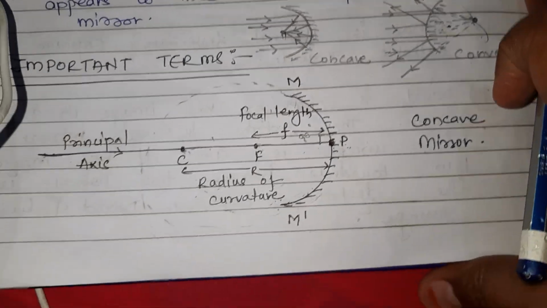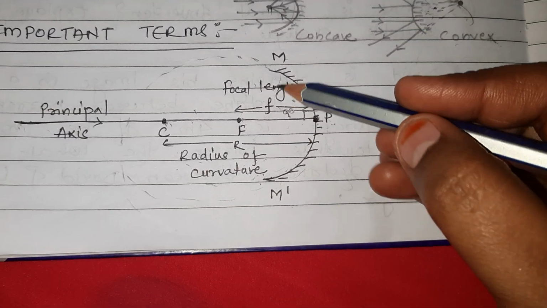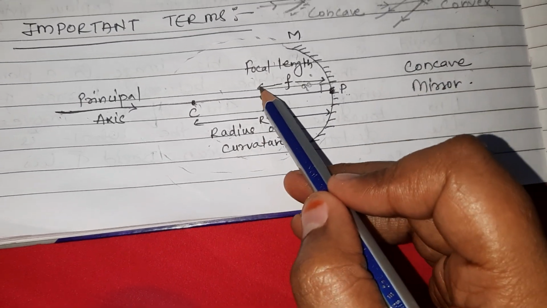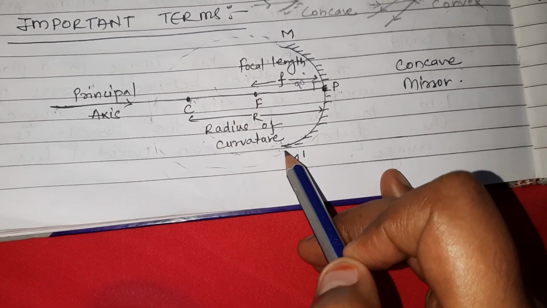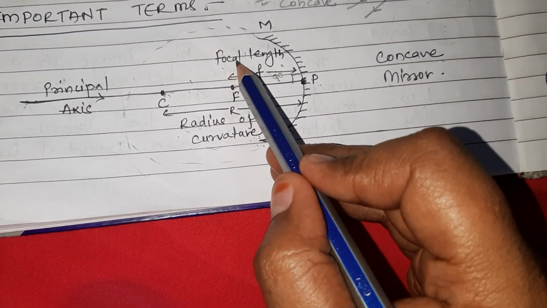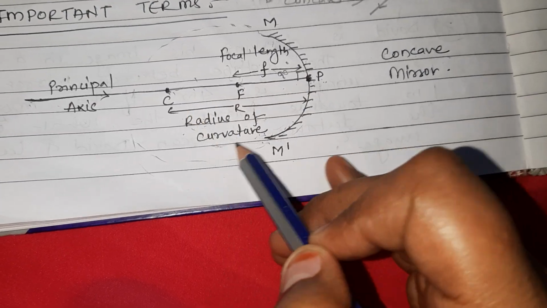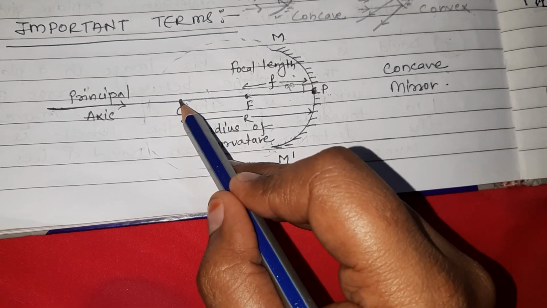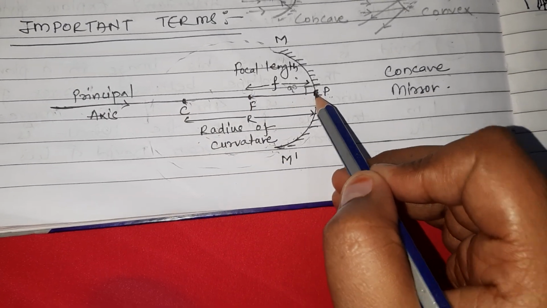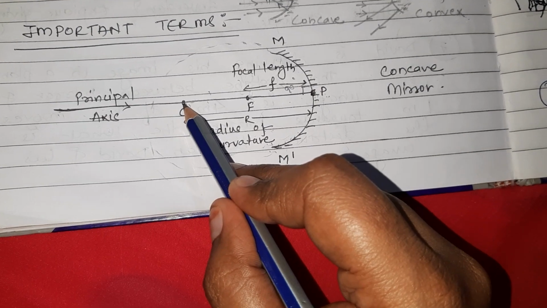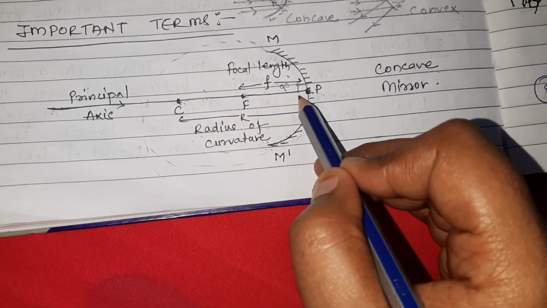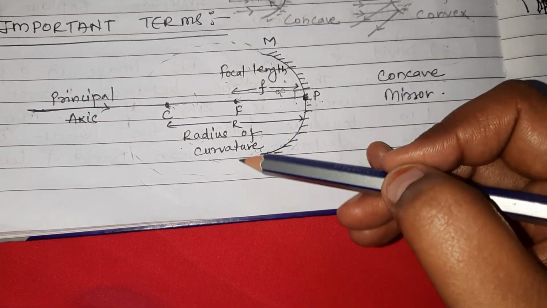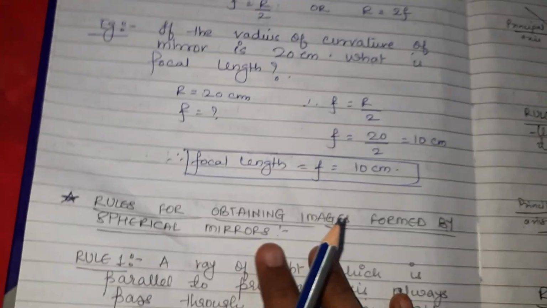Now there is one more interesting relationship between the focal length and the radius of curvature: the focal length is always half of the radius of curvature. This means that if this is 2 centimeters, then the distance between the pole and the center of curvature will be 2 plus 2, that is a total of 4 centimeters. So we can define the relation between the focal length and the radius of curvature like this.